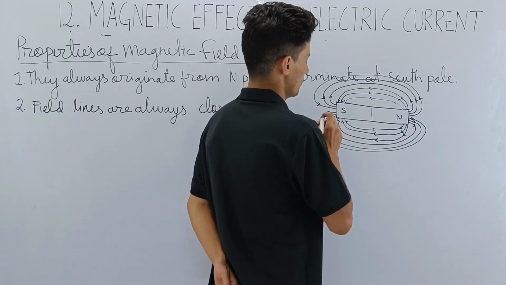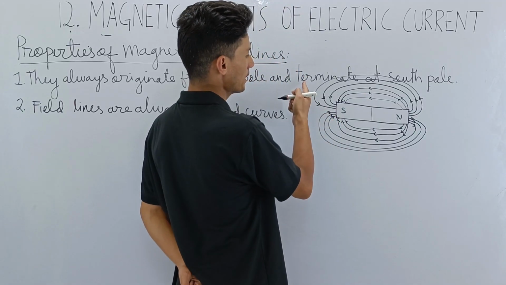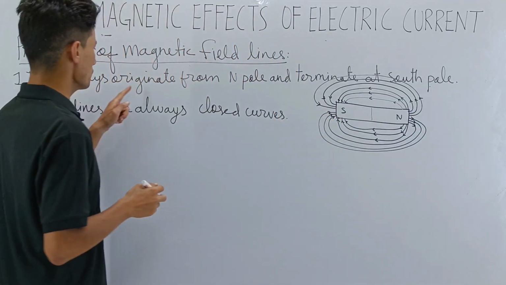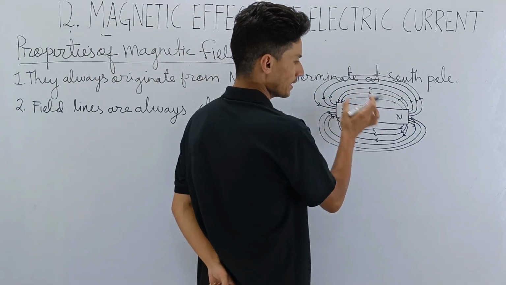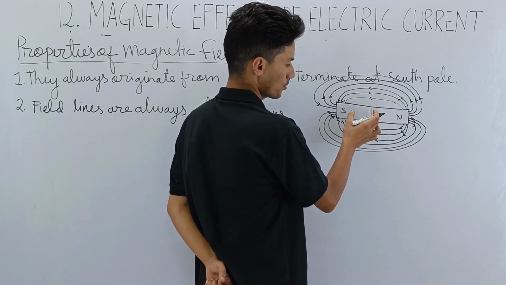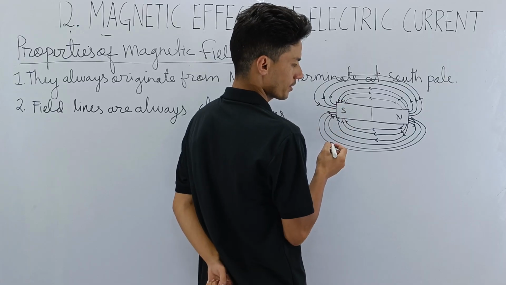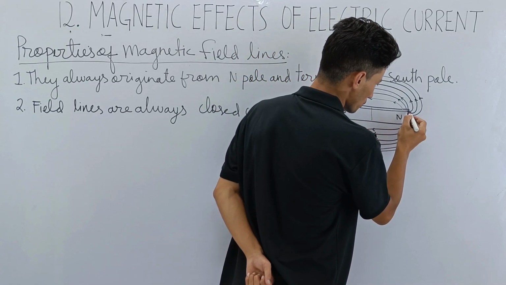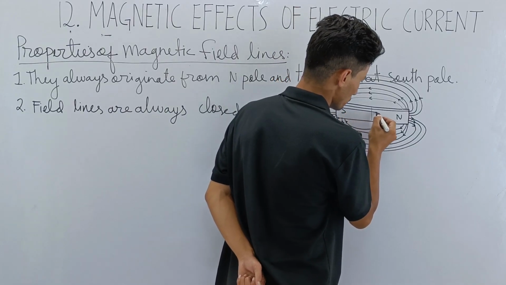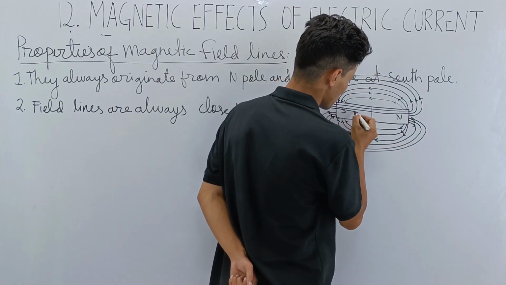Now, complementing point number 1, they always originate from North Pole and terminate at South Pole. Inside I have not drawn, but remember, my dear students, inside, the magnetic field lines will run from south to north.